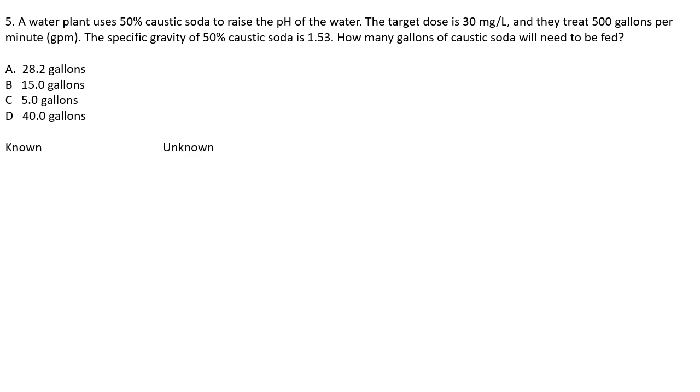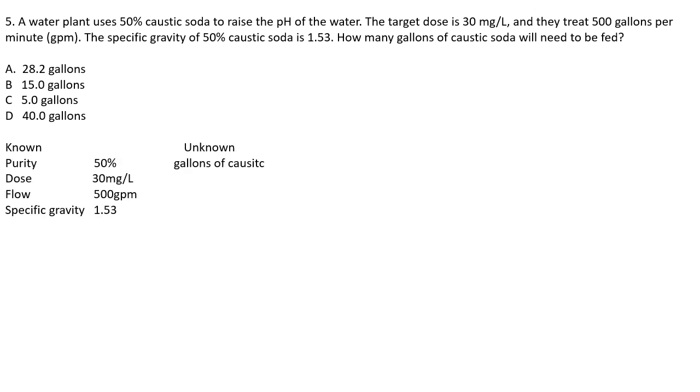First, let's pull our known and our unknowns out of our question. So what you know is the purity of the caustic soda is 50%. The desired dose is 30 milligrams per liter. The flow is 500 gallons per minute. The specific gravity is 1.53. And we're looking for how many gallons of caustic need to be fed. So the first step is going to be the feed rate pounds per day formula, which is dosage, milligrams per liter, times flow, MGD, times 8.34 pounds per gallon.